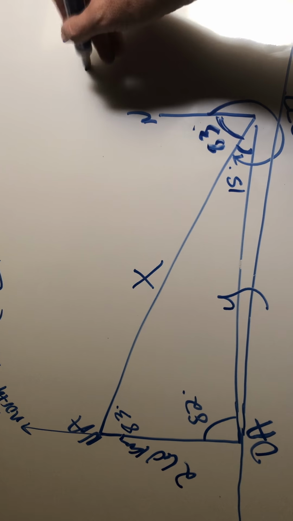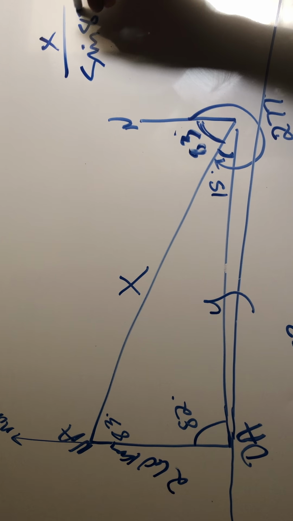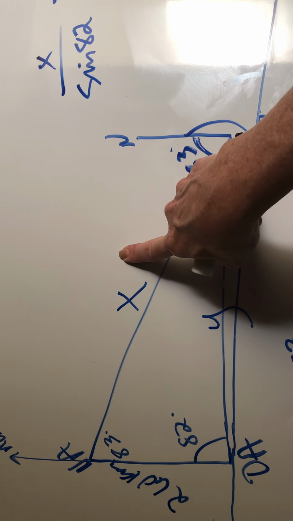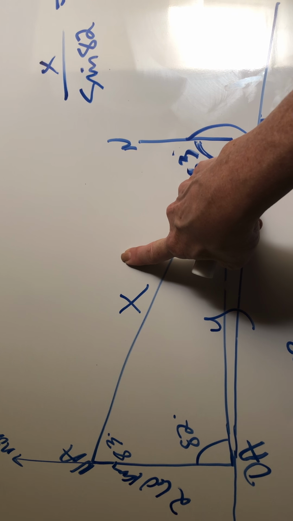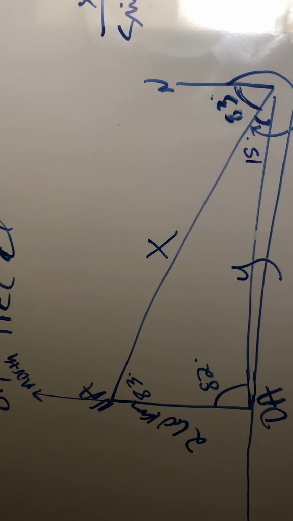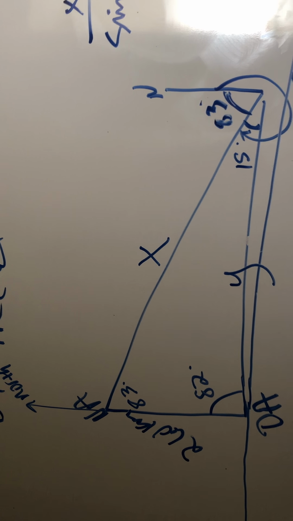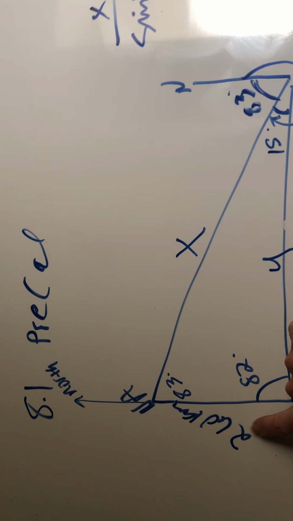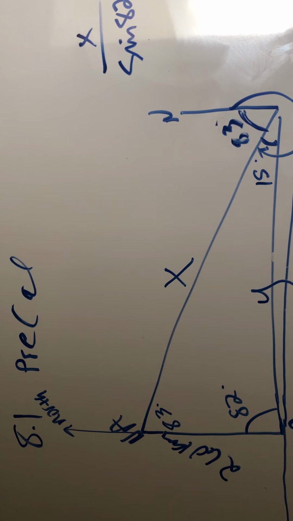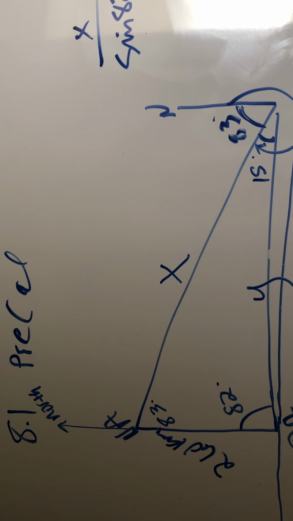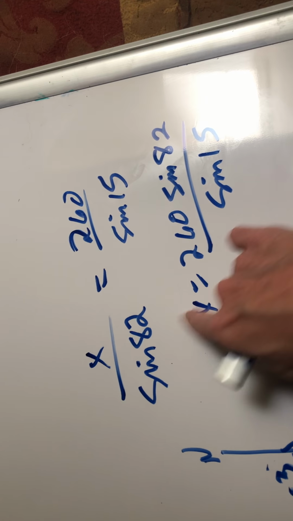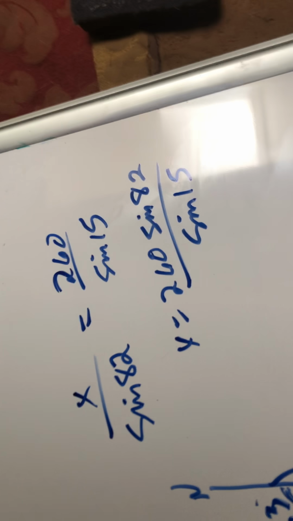So to find x, it would be x over sine 82, because the 82 is opposite the x. And then you would put 260 over sine 15, because 260 and 15 are opposite each other in the triangle. So then x is 260 sine 82 over sine 15. So there's my law of sines, and that's how I solve it.